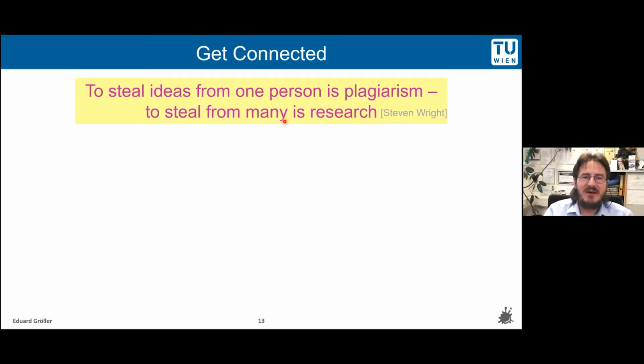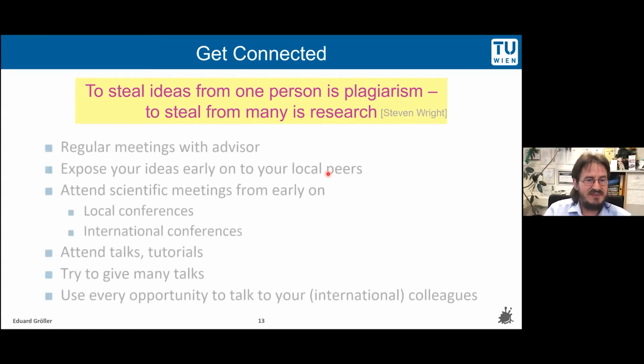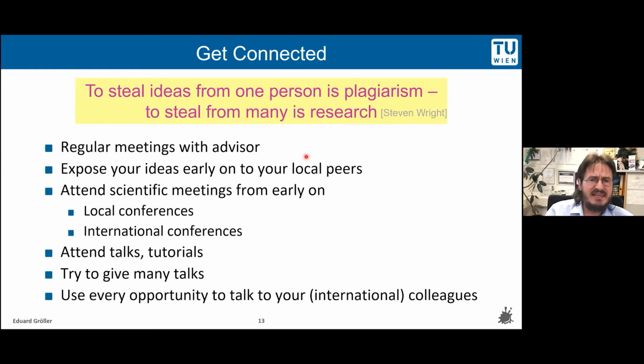So this statement about stealing ideas is attributed to Stephen Wright, but if you actually look it up, it's not clear if he has taken it from somebody else. So even this statement might have been plagiarized by Stephen Wright. Maybe you can take a look at that. But getting connected is very important to bounce off your ideas. Because if you're always thinking by yourself, you might end up in a dead end. And it's good to discuss this.